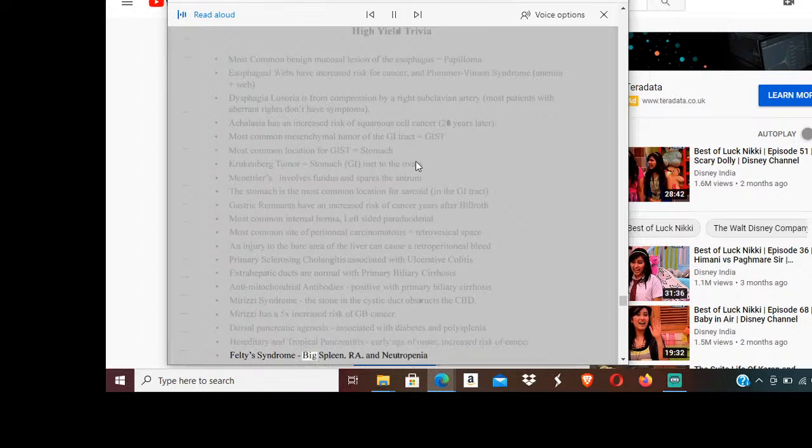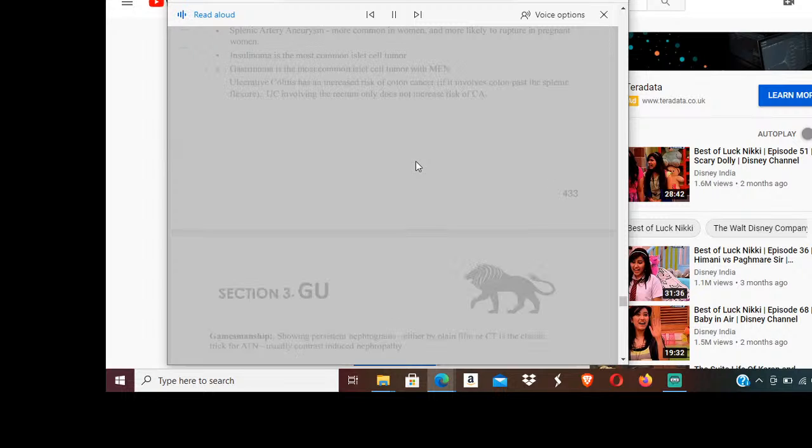Felty's syndrome: big spleen, RA, and neutropenia. Splenic artery aneurysm is more common in women, and more likely to rupture in pregnant women. Insulinoma is the most common islet cell tumor. Gastrinoma is the most common islet cell tumor with men. Ulcerative colitis has an increased risk of colon cancer if it involves colon past the splenic flexure. UC involving the rectum only does not increase risk of CA.